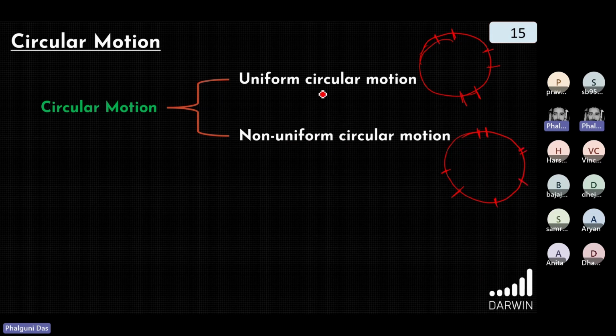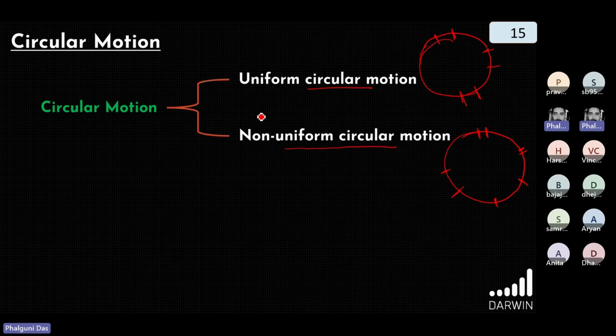The point is, for uniform circular motion, in a unit second or the same time interval, it covers the same length of arc. For non-uniform circular motion, it covers different lengths in the same interval. This comes from the fact that uniform circular motion is the motion with constant speed, while non-uniform circular motion is motion with a non-uniform or different speed.